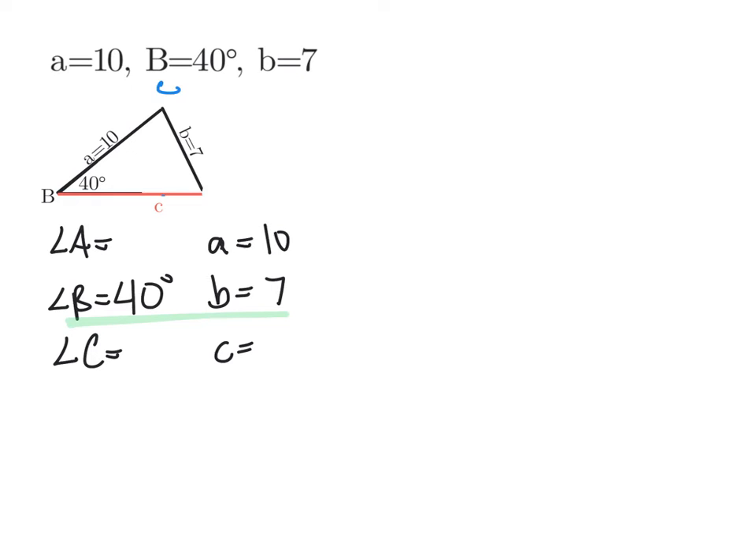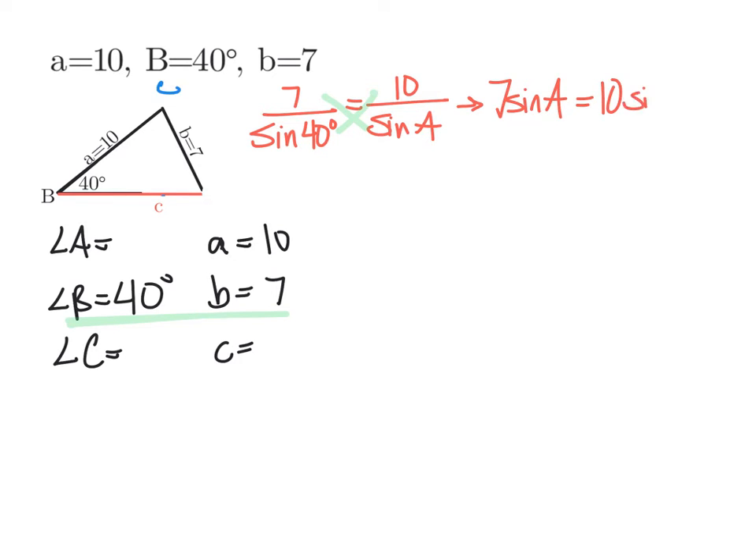I'm going to start it off by saying 7 over the sine of 40 degrees, so side B over the sine of angle B. And I don't know anything about angle C or side C, so let's work on A, and we'll have 10 over the sine of A. Normally, we try and get the variable alone right away. Now that we're dealing with a proportion, we're going to want to cross multiply first. So we'll end up with 7 times the sine of A is equal to 10 times the sine of 40 degrees. Then we have to divide both sides by 7 to get those to cancel.